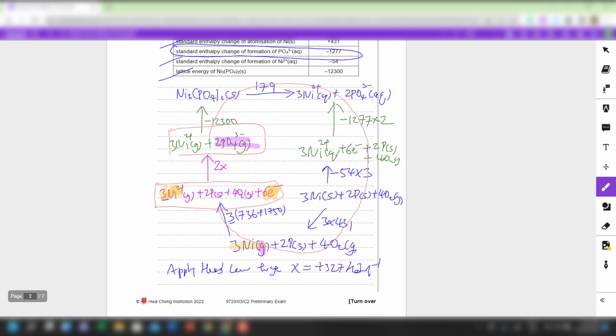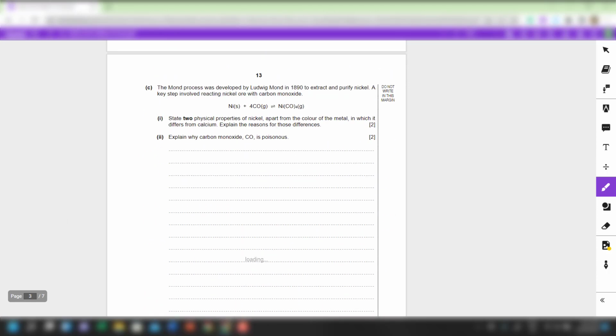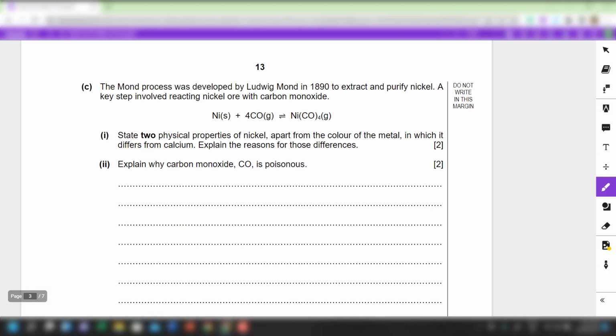Okay, so the next thing we're going to look at is part C. In part C, you notice that there is an equilibrium being established between nickel and carbon monoxide. Originally, this question was developed into a Kp calculation, but later on we decided to morph it into a question testing you on recall of learning objectives, like physical properties of nickel. But surprisingly, it wasn't very well done.